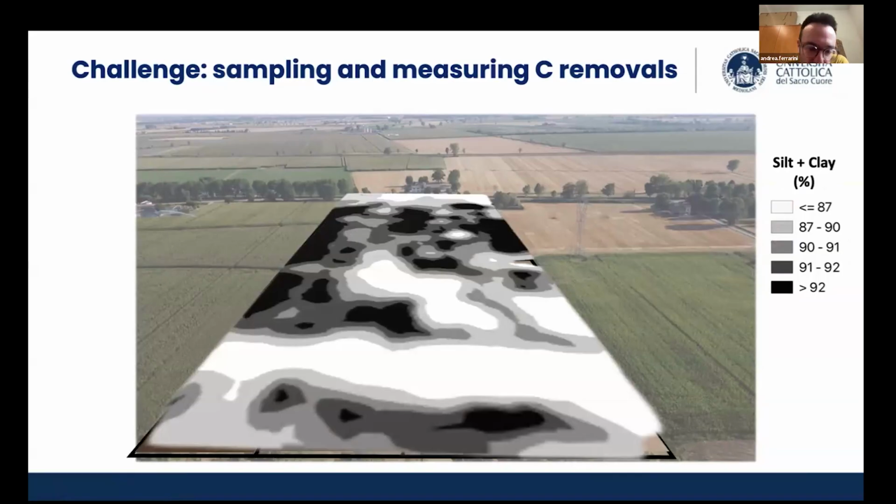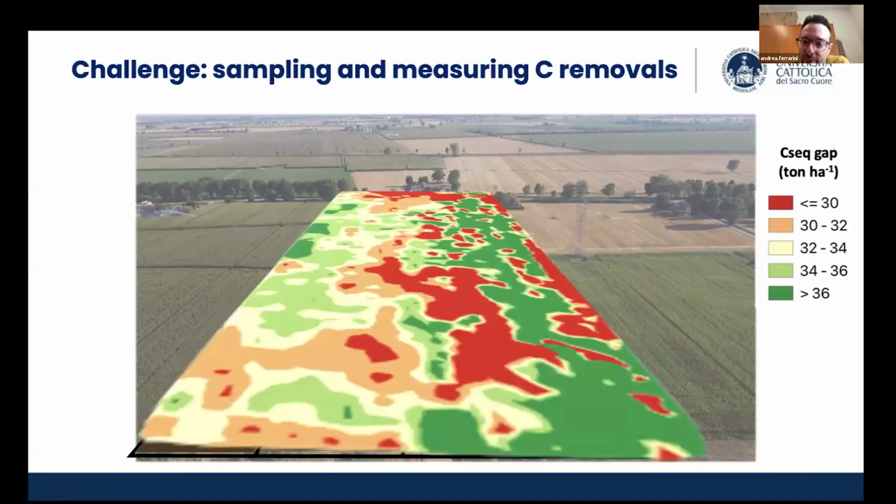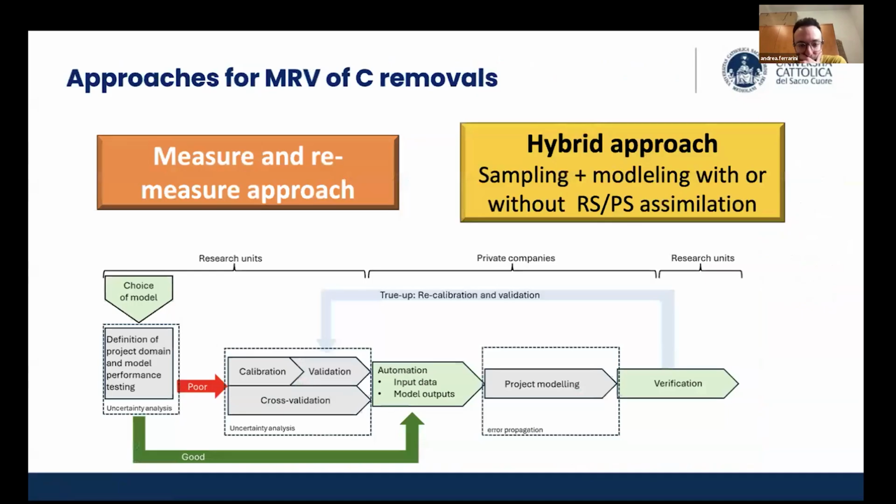But we also have good news in our region. We have very silty clay soils, so it means a lot of carbon sequestration capacity. So we are far away from carbon saturation. This, for example, is the carbon sequestration gap that we have in a field. So 30 tons means a lot of space to sequester carbon with many, many different carbon farming practices.